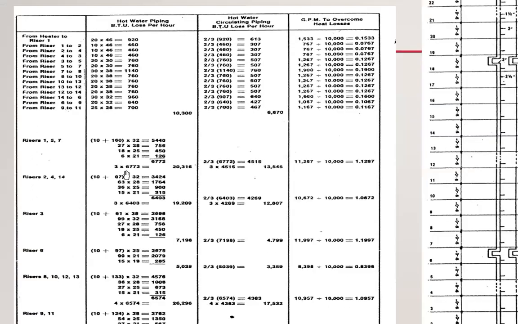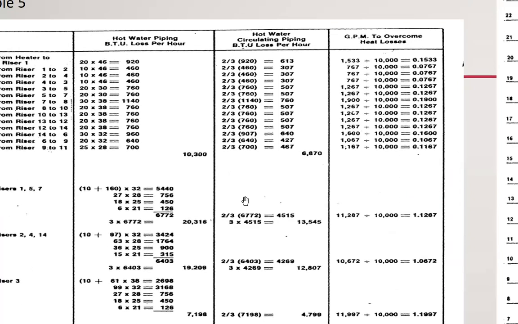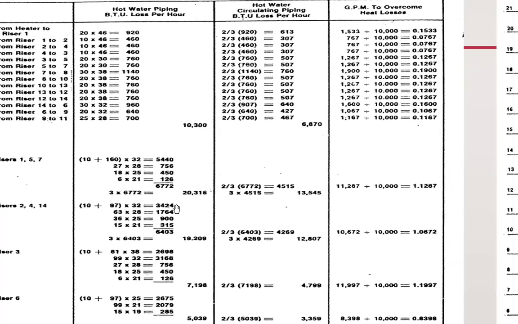Then 3 times 6,772 is 20,316. The total for the other is 4,515, or times 3, 13,545. So add these: 6,772 and 4,515 is 11,287, divided by 10,000 is 1.1287 GPM per riser.